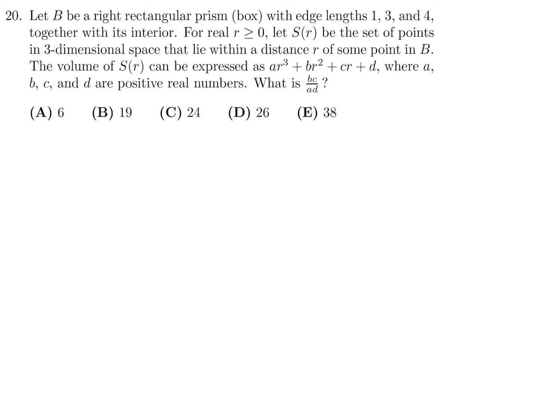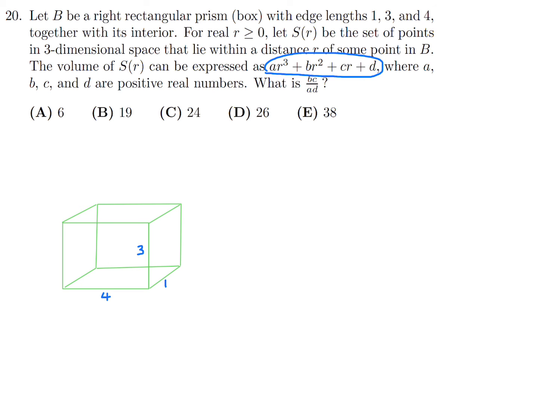Okay, so we got a big one here. So first, let's just draw that box. All right, so that means that if we have some point in B, where B is that box, then we want to figure out the volume of all the points that are within a distance of r. So the first thing is, of course, most likely it's going to be the entire box that will be part of our volume.